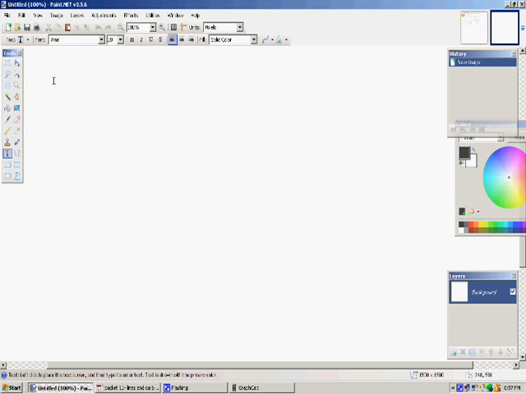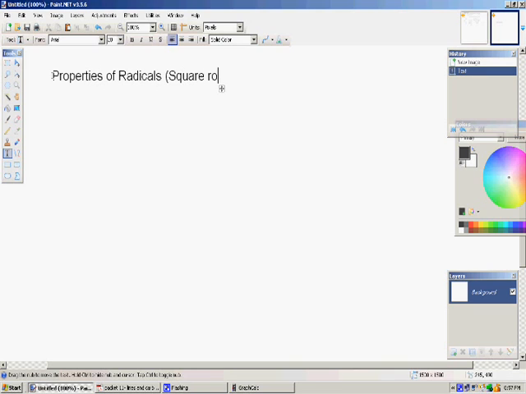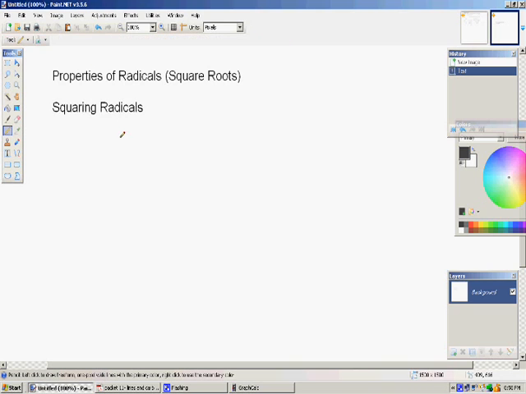Okay, so the next skill that we're going to learn here is we're going to learn some more properties of radicals or square roots. So go ahead and title the next section of your notes, Properties of Radicals or Square Roots. And the first skill that we're going to learn today about radicals is how to square radicals and what that all means. So go ahead, you can make a section heading that says squaring radicals. Okay, so the best way to teach you how to do this is just to give you examples.